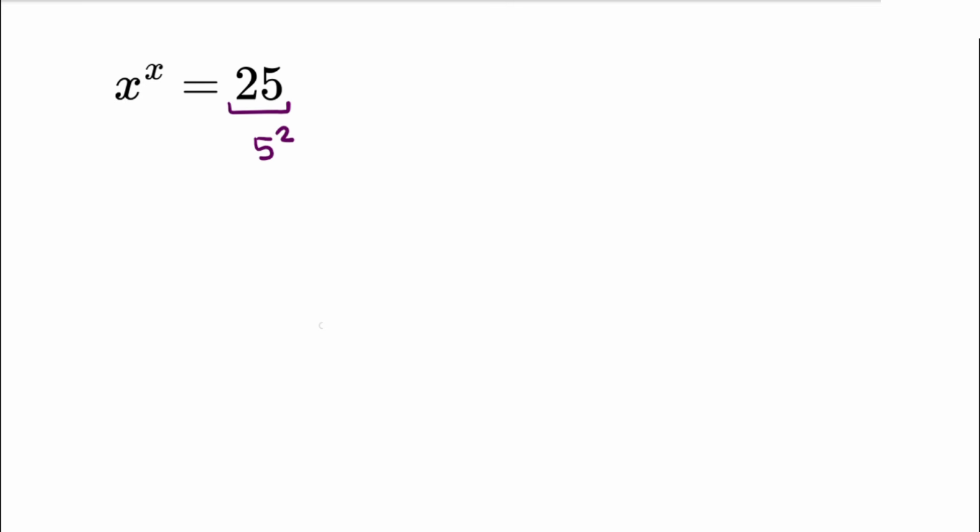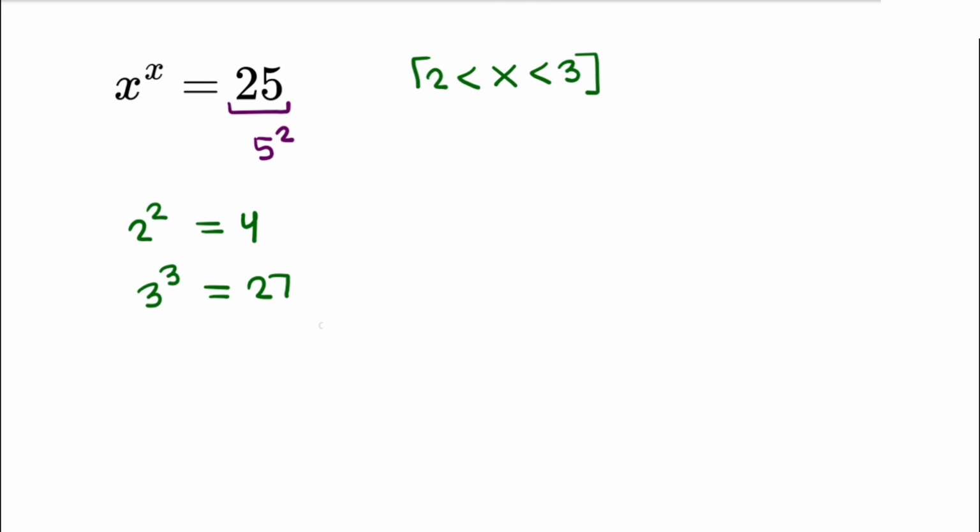Let's estimate where our answer should actually fall. We know that 2 raised to the power of 2 is 4, and 3 raised to the power of 3 is 27. So we can be absolutely sure that the value of x lies somewhere between 2 and 3. And because x to the power of x is a strictly increasing curve, there is only one real number solution to this problem. Now, let's find it using algebra.